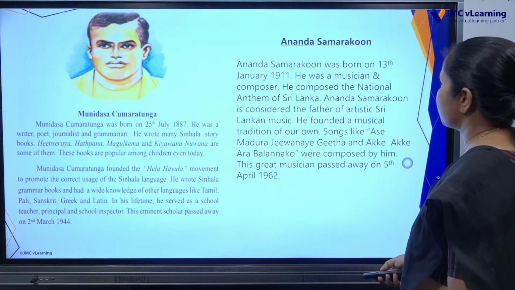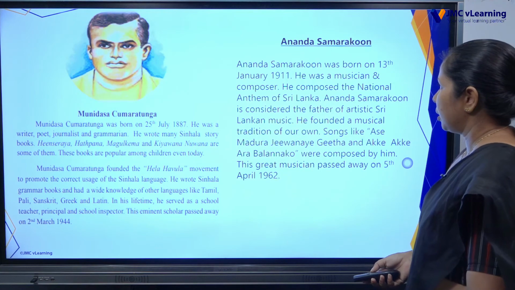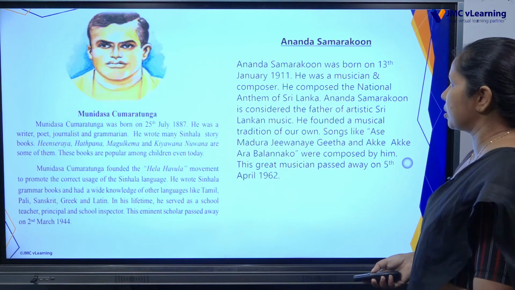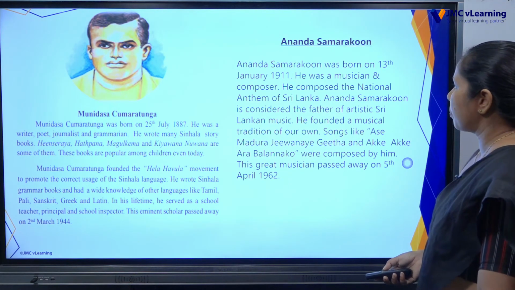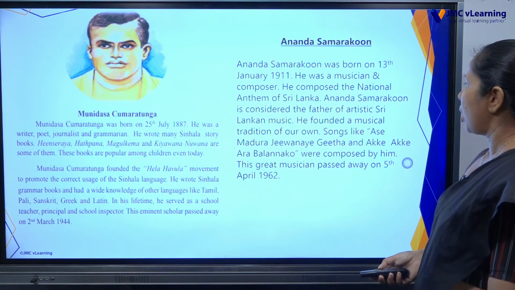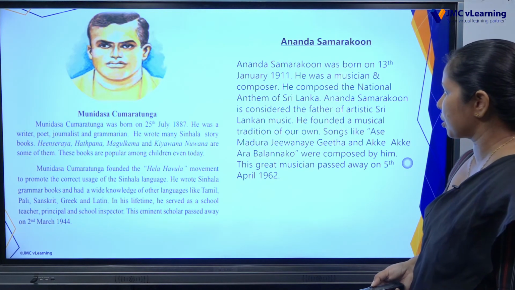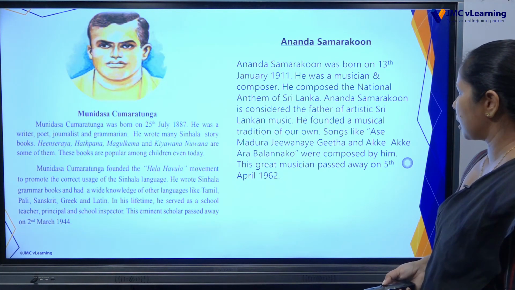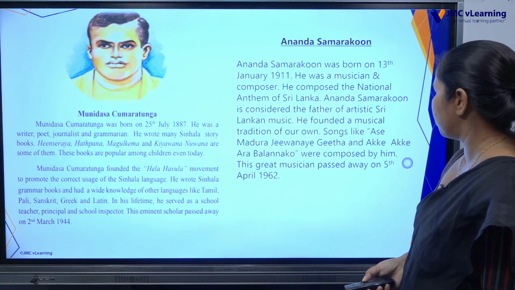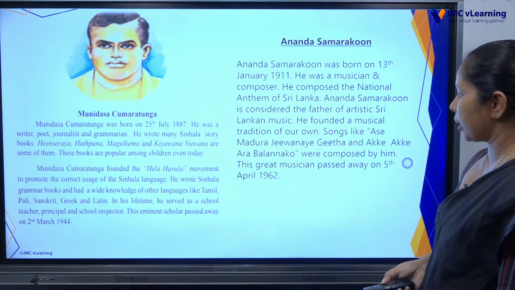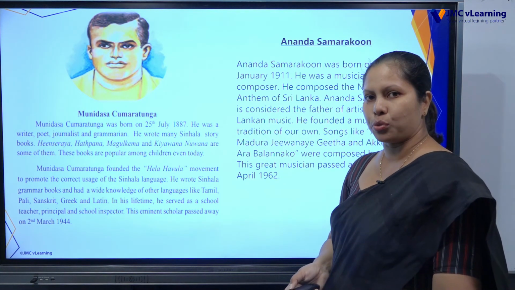Ananda Samarakon was born on 13 January 1911. He was a musician and composer. He composed the national anthem of Sri Lanka. Ananda Samarakon is considered the father of artistic Sri Lankan music. He founded a musical tradition of our own. Songs like Ase Madhura Jeevane Geeta and Akke Akke Ara Balannako were composed by him. This great musician passed away on 5th April 1962.